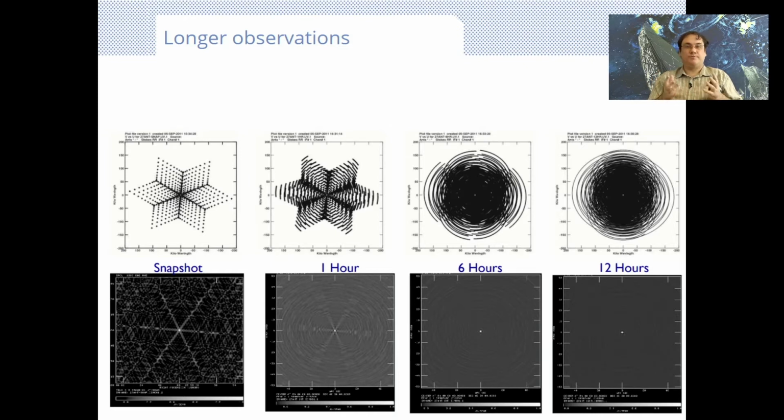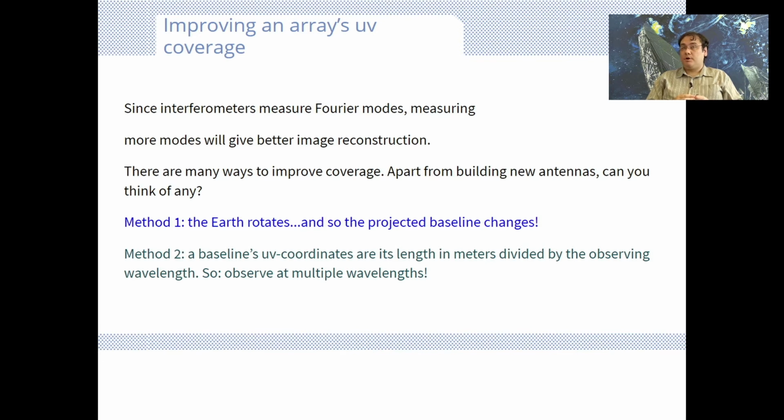Now, for a snapshot image, so for let's say 5 minutes or so, we can see that the instantaneous coverage gives us rough localization. There's still a lot of extended side lobe structure to our response function here. But as we start observing for longer and longer, the source is localized better, right? So after 12 hours, we get very low side lobe levels and very good localization of the source, right? So any other way of increasing the number of samples in the UV space?